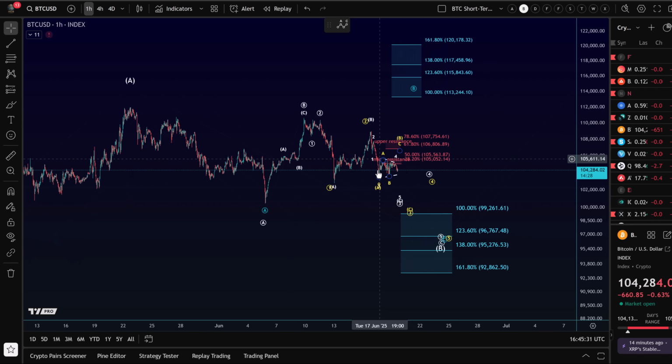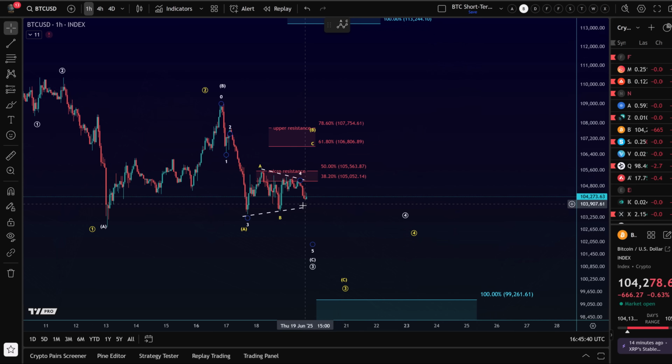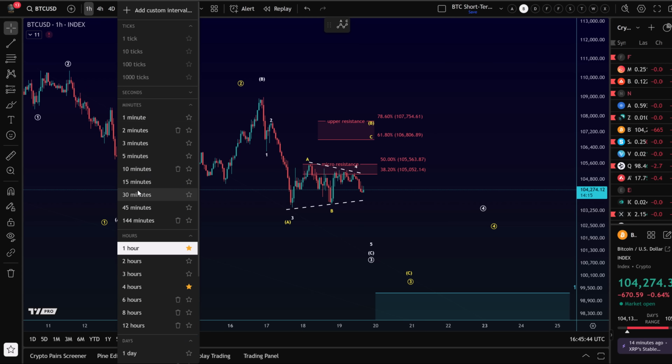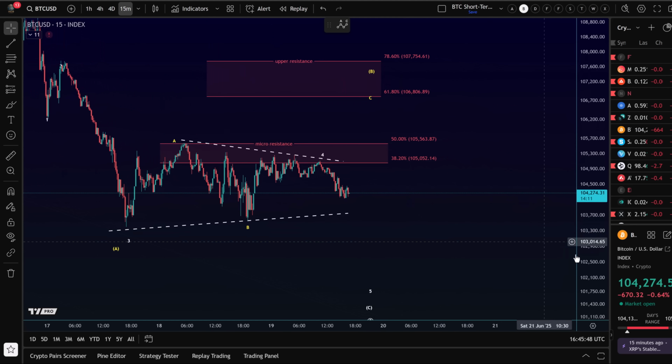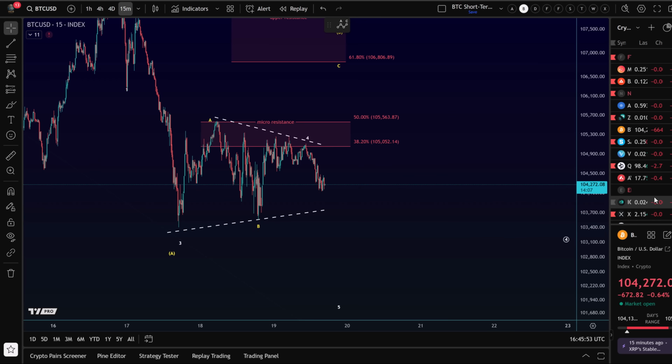Bitcoin continues to be in consolidation mode. Today we see back-to-back corrective price action. I'm still watching here for a potential triangle pattern on the smaller time frame. Let's go to the 15-minute chart. I explained the structure earlier today, so if you're interested in the bigger picture, check that previous video out.